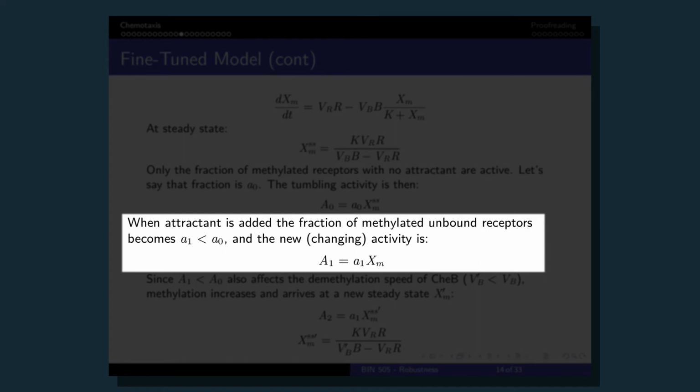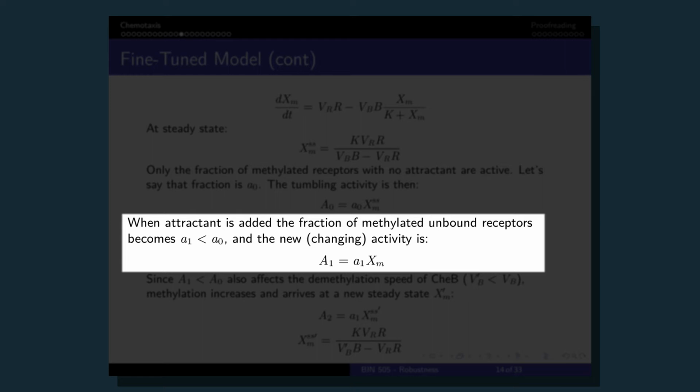Now let's assume somebody adds attractant, sugar, amino acid, something to the environment of the bacterium, and suddenly the attractant concentration increases. Now suddenly the fraction of methylated unbound receptors becomes less, because that attractant is going to come and bind them. So now we have a new A1, which is smaller than A0, and therefore the activity is also smaller, because XM initially is the same as the original XM steady state. It will adapt in time, but right now the activity suddenly drops to capital A1, which is much lower than A0, and the bacterium essentially stops tumbling as much.